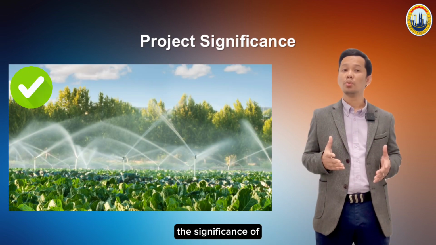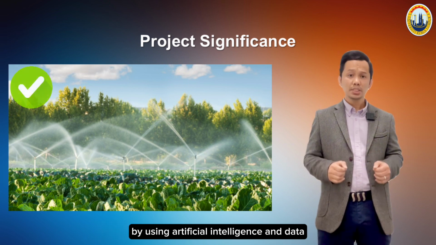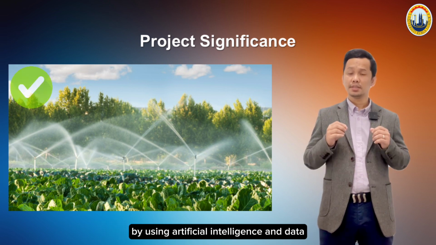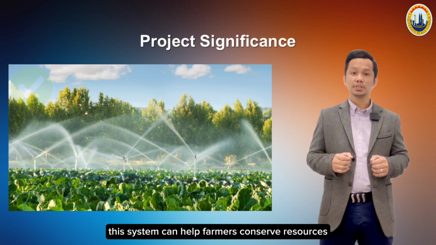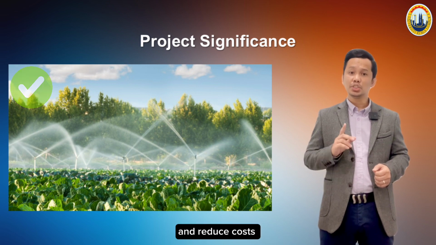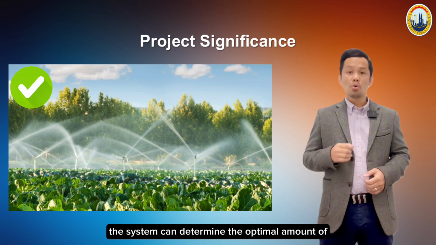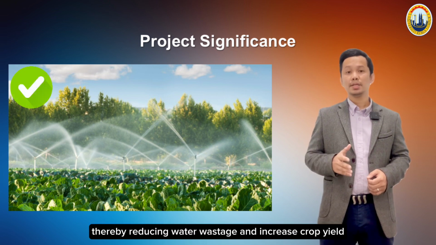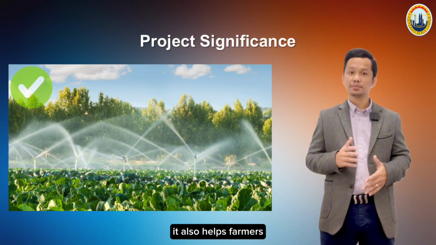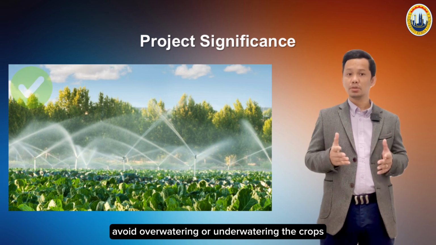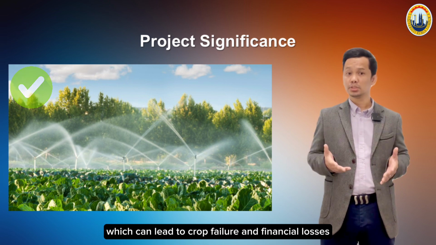The significance of this project is to optimize water usage in agriculture by using artificial intelligence and data monitoring. This system can help farmers conserve resources, increase efficiency, and reduce costs. The system can determine the optimal amount of water required for crops, thereby reducing water wastage and increase crop yield. It also helps farmers avoid overwatering or underwatering the crops, which can lead to crop failure and financial losses.